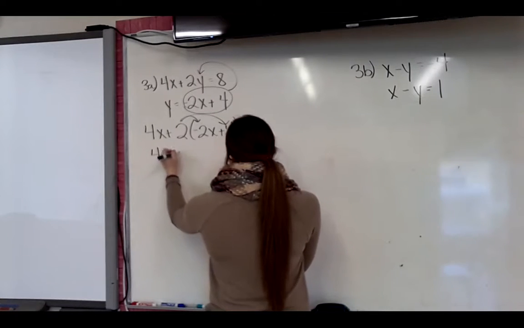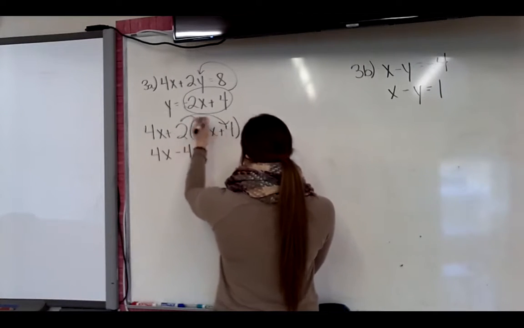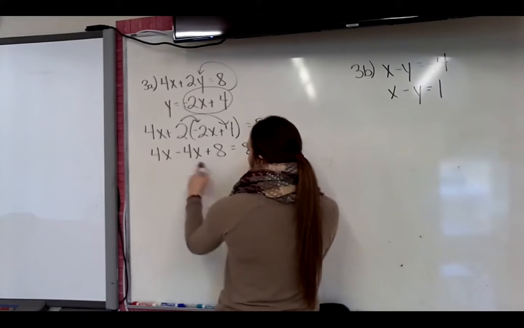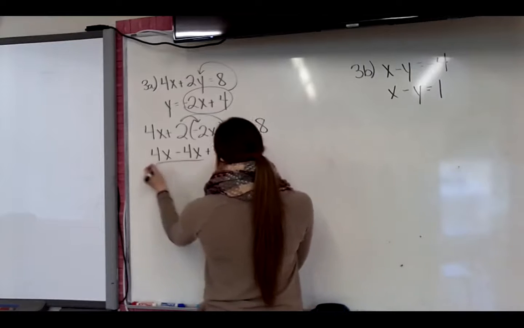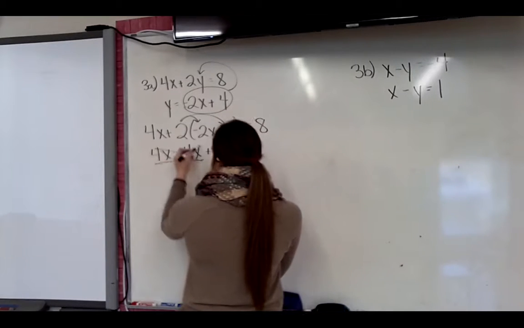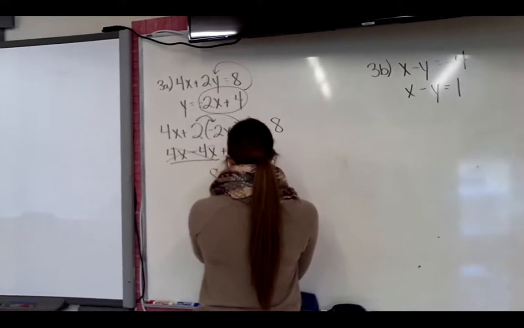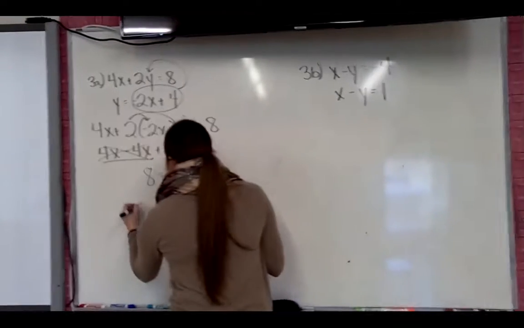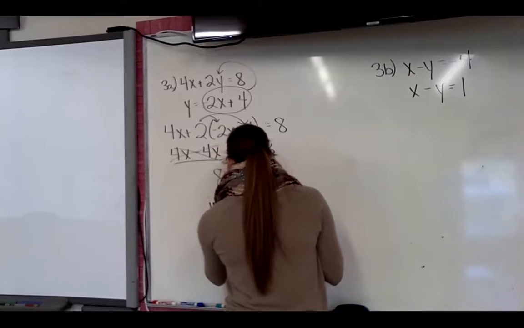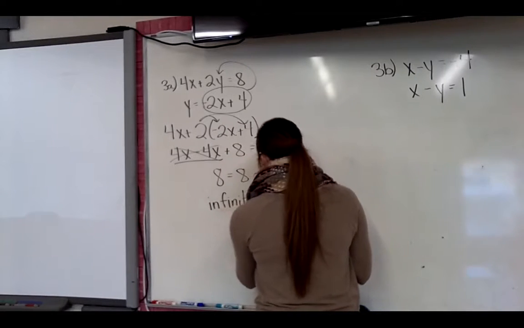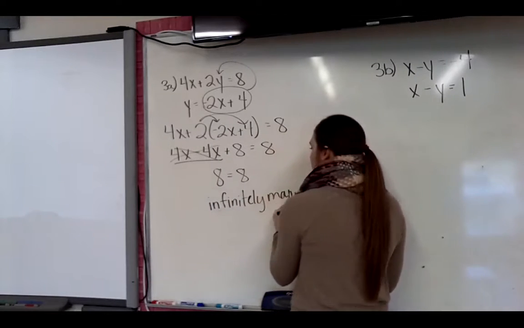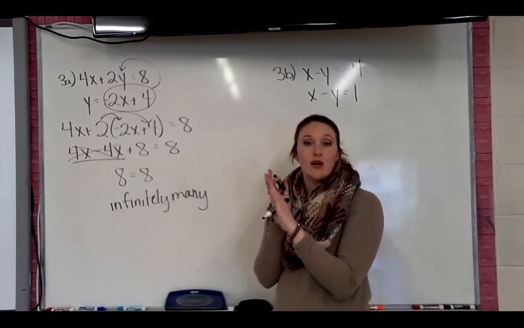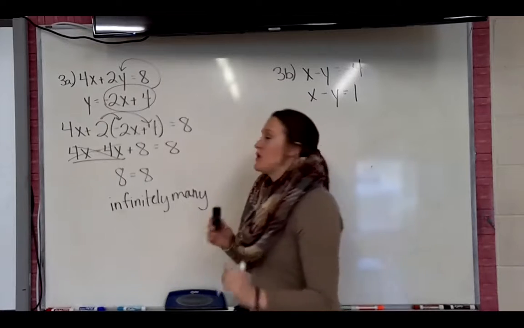2 times negative 2x is negative 4x. 2 times 4 is 8. So my x's are on the same side of the equal sign, so do what's between them. 4x minus 4x, they cancel, and I am left with 8 equals 8. Since that is true, and my x cancels no matter what, the answer to this one is infinitely many. That just means if we were to graph them, they are the same line. So you would just have a graph that looked like one line, even though it was two.